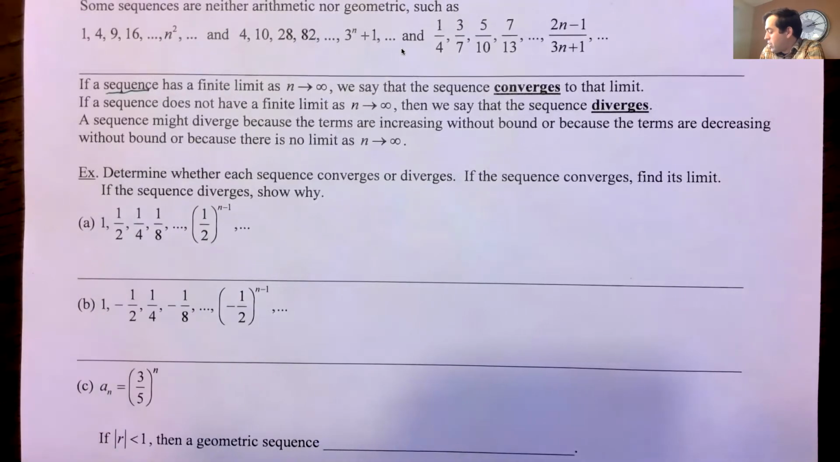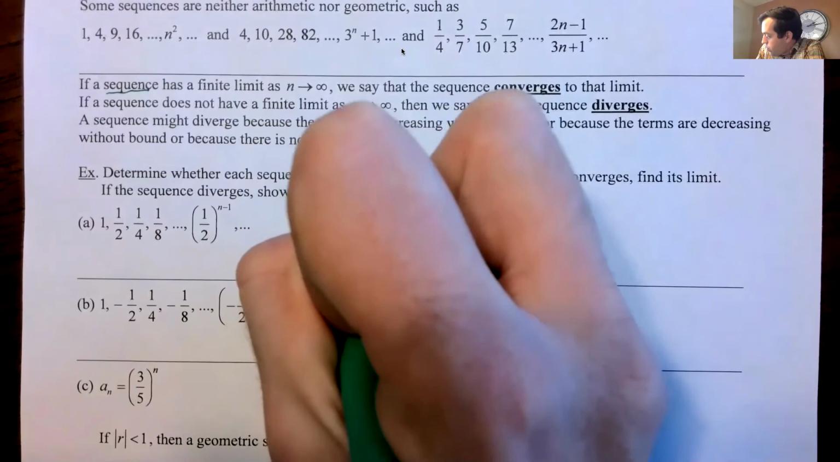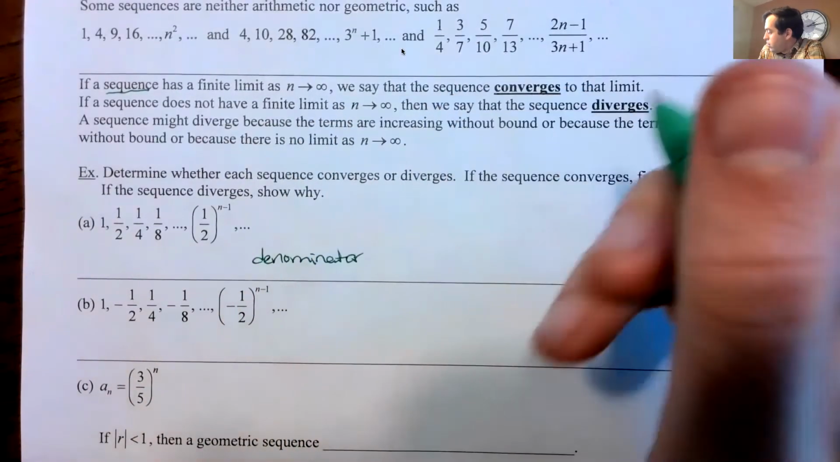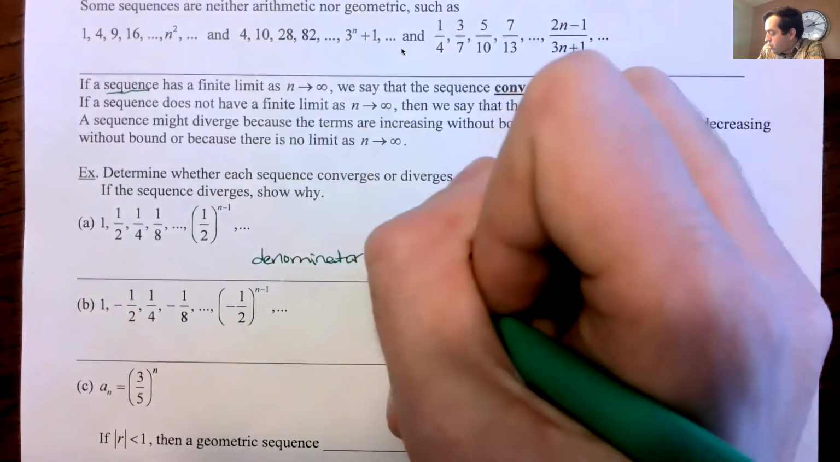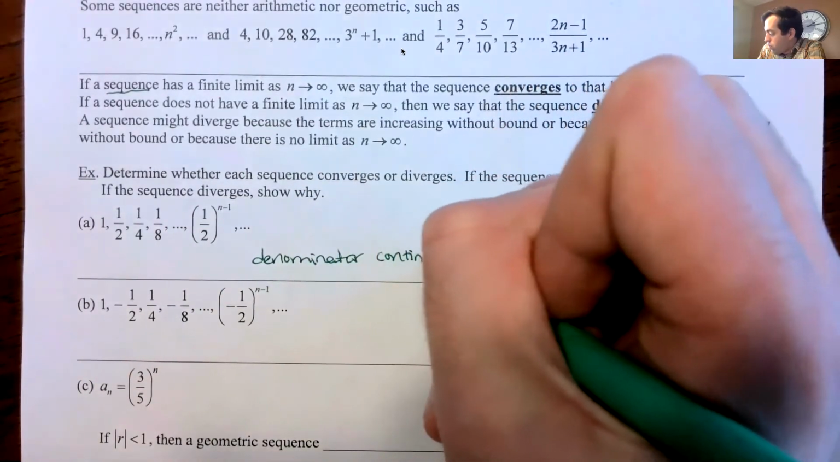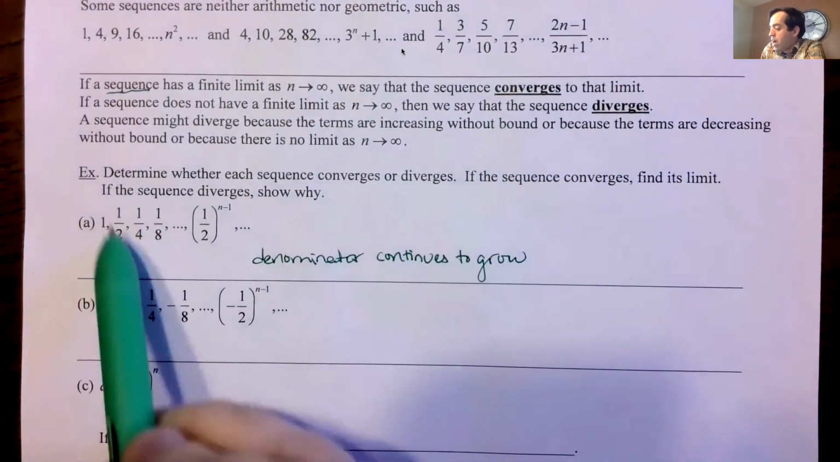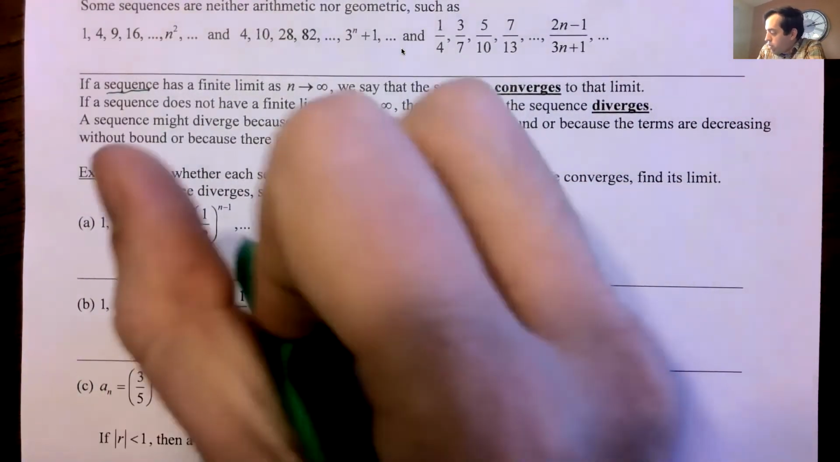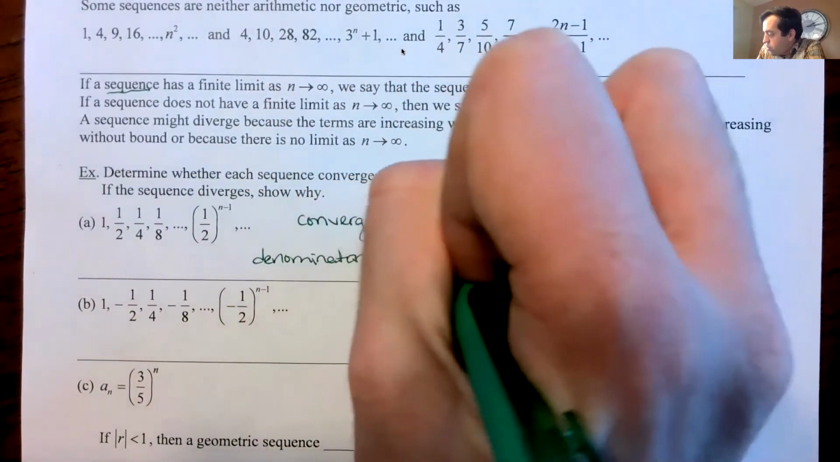Since that denominator will just continue to grow, hold on, let me write that down. So the denominator continues to grow. Since the denominator continues to grow, these fractions are going to be approaching 0 over time. So we would say that this sequence converges to 0.